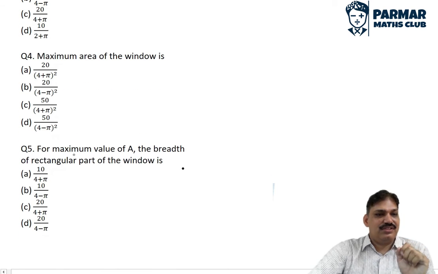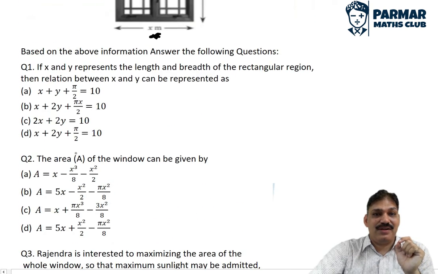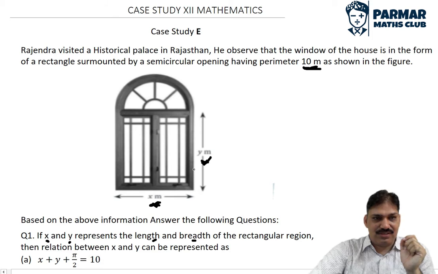And the last question is: for maximum value of area, find the breadth of the rectangular part of the window. See, length is x and breadth is y. This is considered as length and this is considered as breadth. So we are to tell the breadth, that is y. It is very clear, x is the length and y is the breadth. So read the question carefully and answer the questions accordingly.